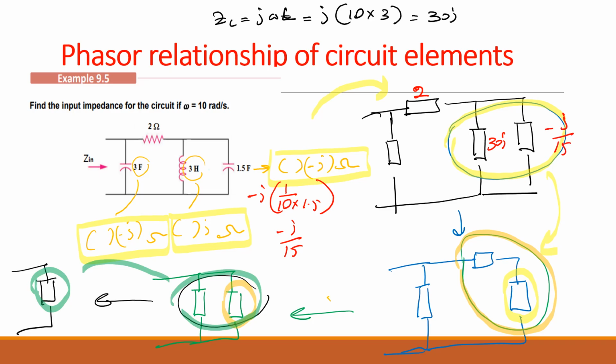How about the next one? That will be negative j over 30, I think. Am I right? Did you get all this? Did you get these ones? Okay.